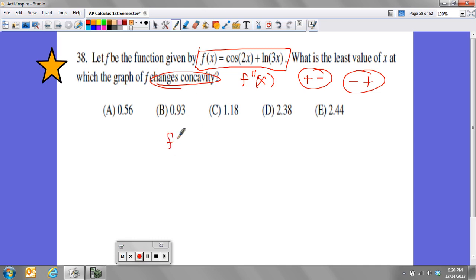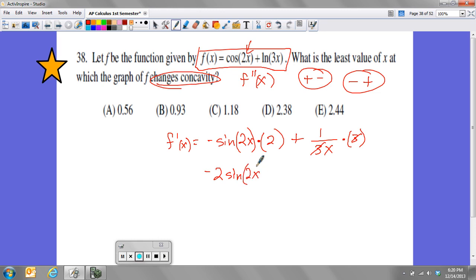So if I take the derivative, the derivative of cosine is negative sine of the stuff. Now this is chain rule because we still have to multiply by the derivative of what's inside, which is just 2. And it's going to be plus, so natural log is 1 over this stuff times, again, the inside. So this 3 over 3, these are going to just cancel, and I can rewrite this as negative 2 sine of 2x added with 1 over x. So this is still f prime.